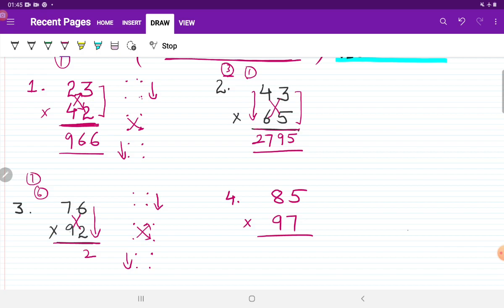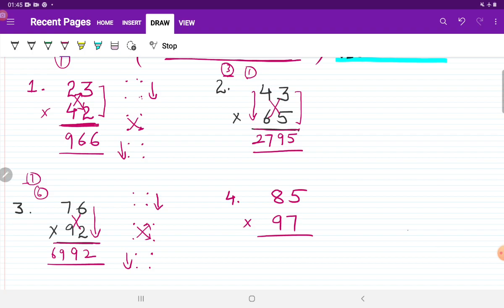6 twos are 12, carry 1 here. 7 twos are 14 plus 9 sixes are 54. 14 plus 54 is 68. 68 plus 1 is 69. So we'll write 9 here and 6 again will carry. Then 9 sevens are 63. 63 plus 6 is 69.